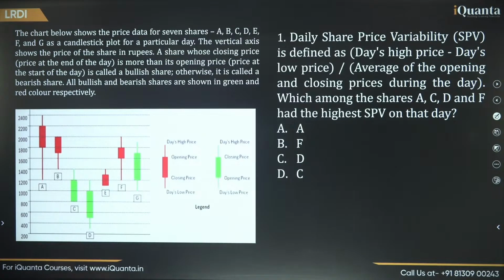The questions are like this. Daily share price variability, SPV, is defined as day's high minus day's low upon average of opening and closing price during the day. Which among the shares A, C, D, and F had the highest SPV on that day? Try to calculate. It's simple calculation.